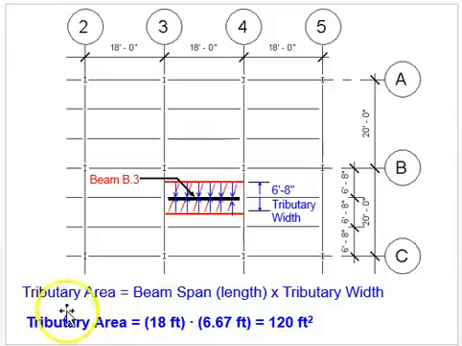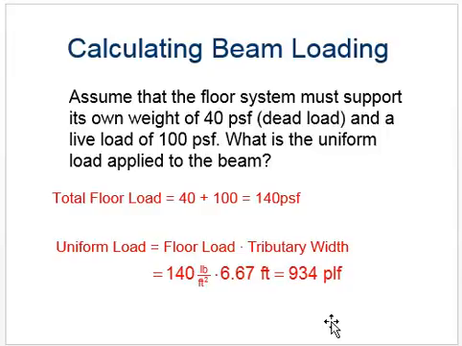So our tributary area that we saw on the slides before, 18 foot long, 6'8" wide, which they converted over to just feet. So our tributary area is 120 feet squared. And now we're going to calculate that beam loading we saw a second ago. The total floor load, assume that the floor system supports its own weight, which is 40 PSF dead load. That's 40 pounds per square foot. So if I take a square foot, 1 foot by 1 foot square, that's 40 pounds right there.